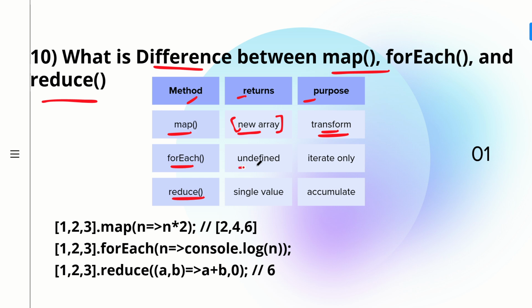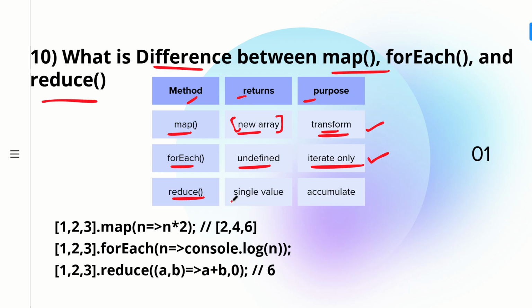Coming to forEach, it is not going to return you anything. It just returns undefined. It is useful for iterating only. You can transform with it, but it is not recommended. So transformation you have to do with map, and just for iteration purposes you can make use of forEach.